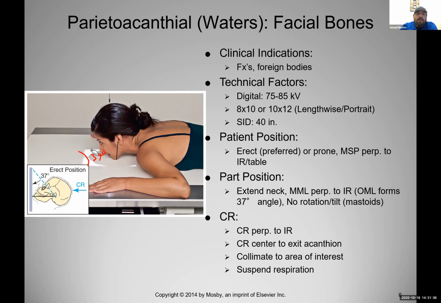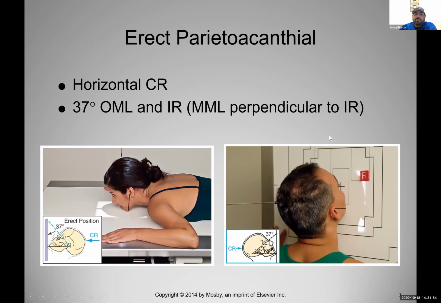The reason for that is it helps to make sure, first of all, that you're in a correct position of the patient, and also it helps to make sure that the petrous ridges are going to be well below the maxillary sinuses. Collimate, suspend respiration, make the exposure.